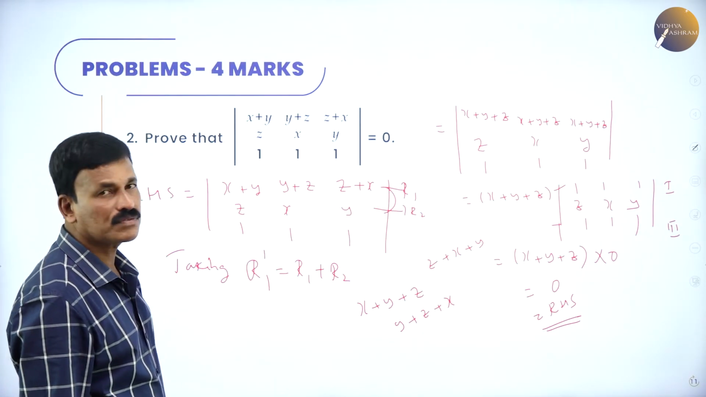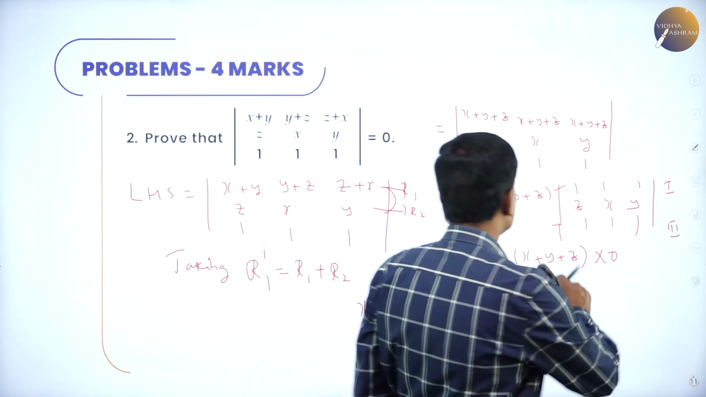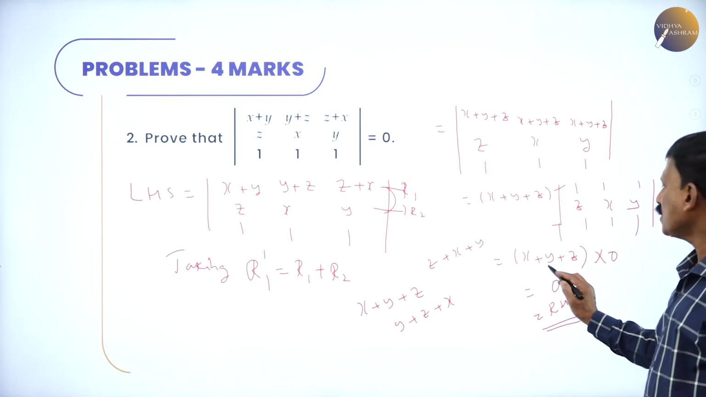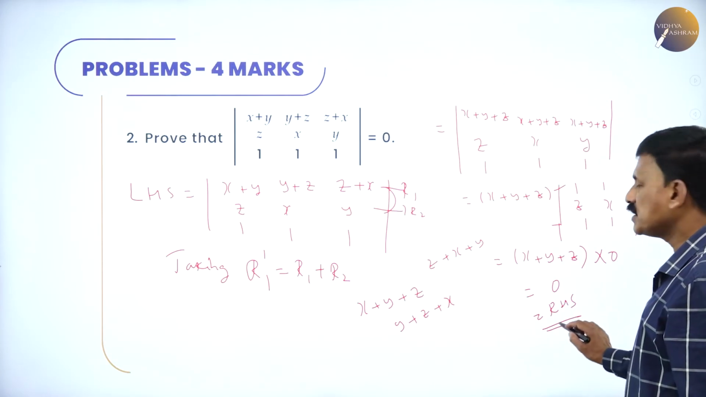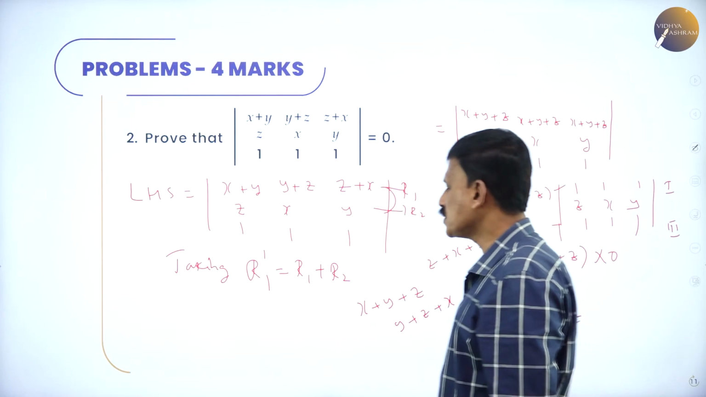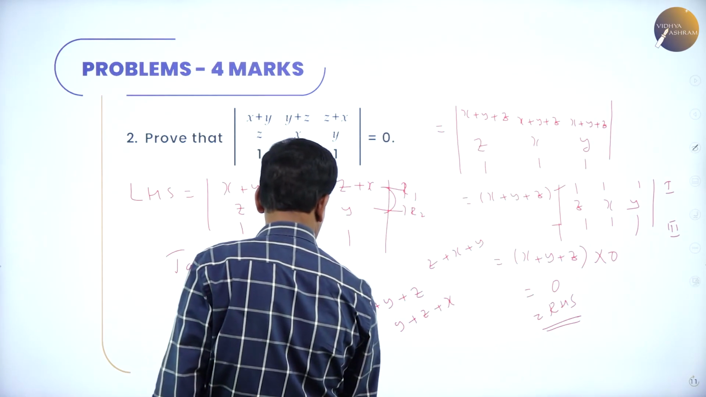We can remove x plus y plus z as a common factor. So 1, 1, 1; z, x, y; 1, 1, 1. Since these two rows are the same, the first and third rows are the same, according to the property the value of the determinant is equal to 0. x plus y plus z into 0 is equal to 0. That is the simplest problem.